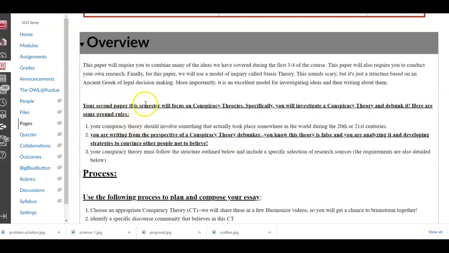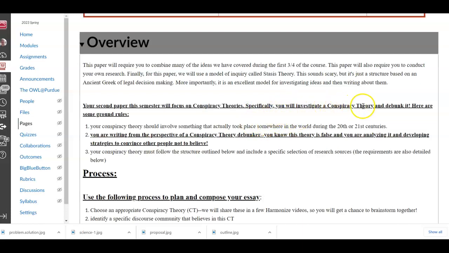But basically, it's based on an ancient Greek model of legal decision making. I'm not literally translating it, and we'll talk about this more as we go forward. But the second paper will focus on conspiracy theories. That is our kind of case study for this section of English 1B.